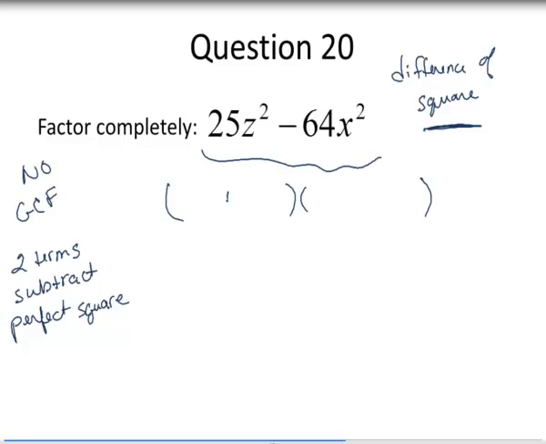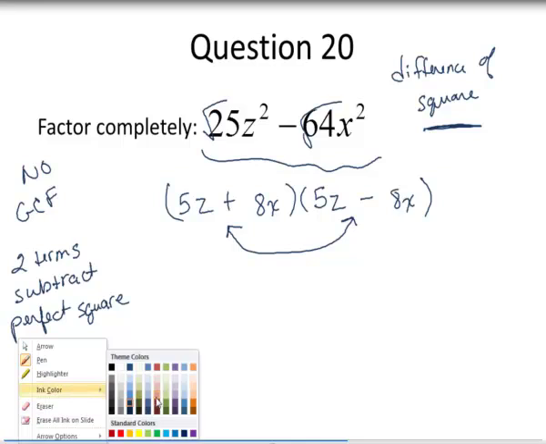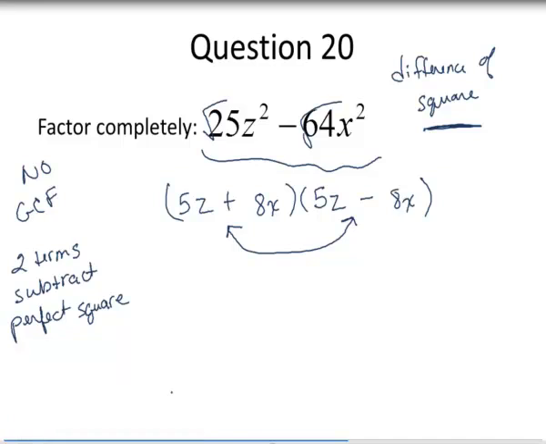You take the square root of this first term, 5z, and those go right in. Then you take the square root of this term, and you get 8x. Now, the important thing is the signs, you guys. They are different signs. Otherwise it doesn't make a difference of squares. You should multiply to check your work. How do you multiply these two binomials? It's called FOIL or double distributive. I call it double distributive in my class, but it's also called FOIL.